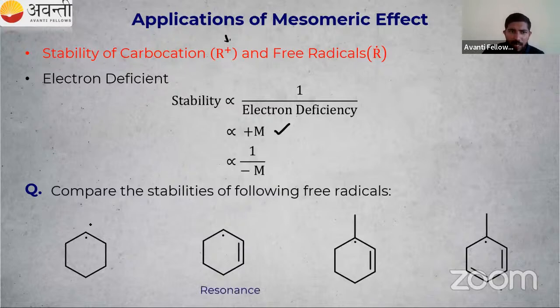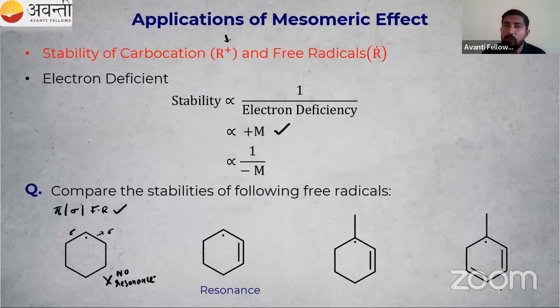First one, there is only a free radical. Here it is a sigma bond, here also a sigma bond. So what is the condition for resonance? Pi sigma free radical, then resonance. So what about this structure? There is no resonance possible. This condition we have already studied.